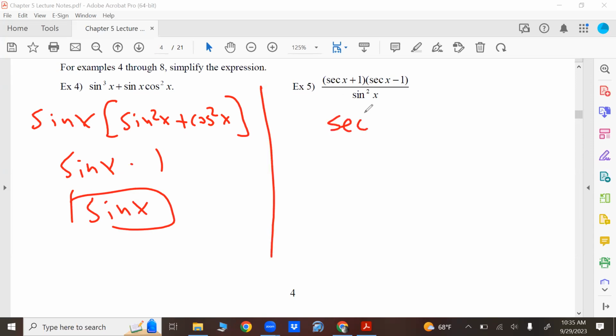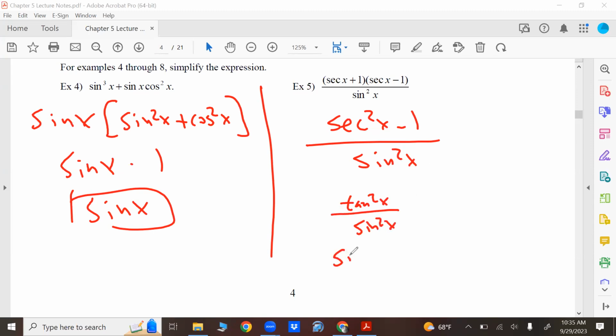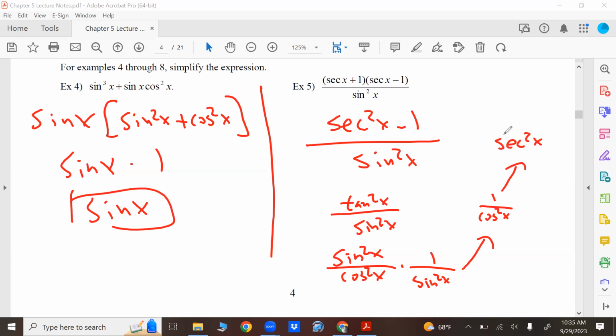Yeah, no, it's tan squared over sine squared. This one's the easiest thing ever. I don't remember the identity. No, there's no identity.